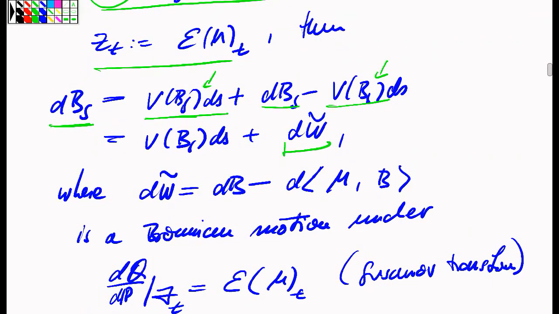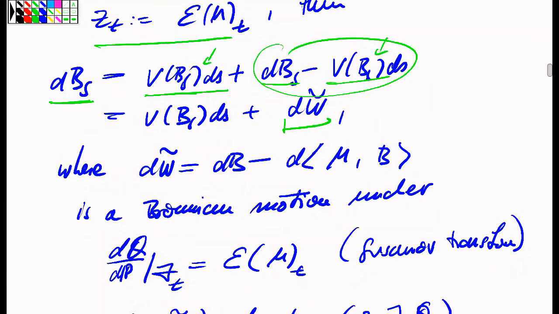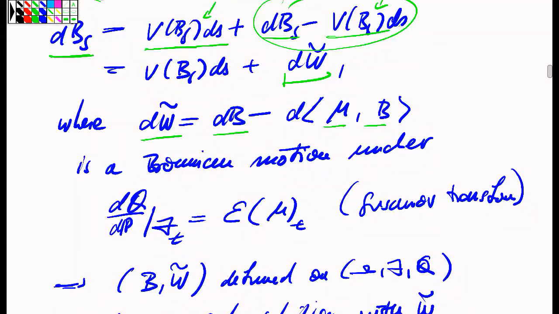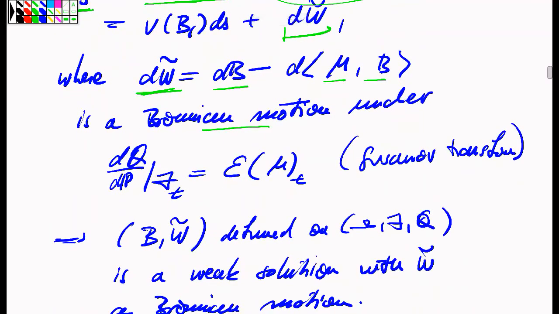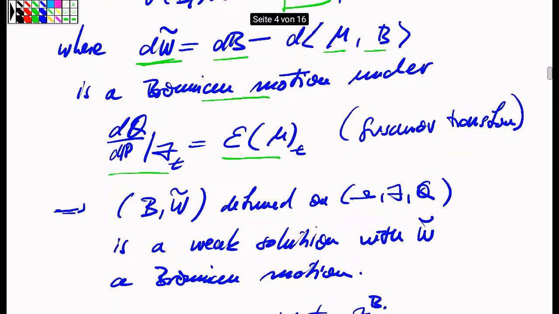And for the second two terms here, we write them all together as a dW, in a similar fashion as we did for the Black-Scholes model. Here's another dW that appears, where dW is dB minus V(Bs) ds, and of course by the associativity of the bracket, this stochastic integral of V against ds can also be understood as the bracket process of this new martingale M with the B process, with the Brownian motion. And then we know by Girsanov's theorem that this dW process is a Brownian motion if we change the probability measure. Namely, we introduce a new measure Q by means of a Radon-Nikodym density, which is the Doléans-Dade exponential of the martingale M.